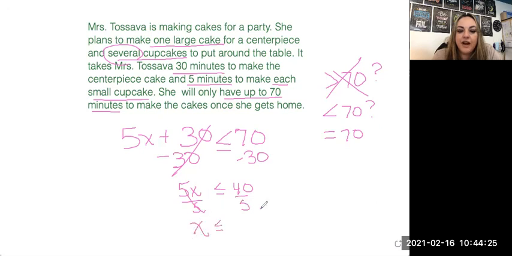We have not divided by a negative. We leave our symbol the same, and we get 8. So in this case, I can make 8 or less than or equal to 8 cupcakes. And so then we would just put that into a sentence. Mrs. Tasova can make up to, less than or equal to, 8 cupcakes in 70 minutes or up to 70 minutes. And that's it.